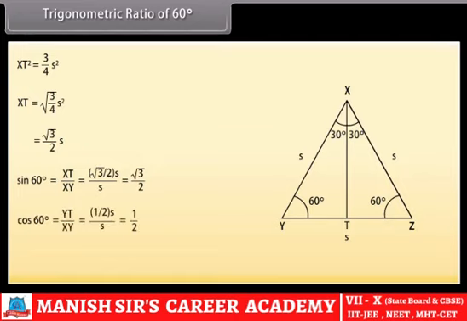Cos 60 degree is equal to YT upon XY equals 1 upon 2s upon s equals 1 upon 2. Tan 60 degree is equal to XT upon YT equals square root 3 upon 2s upon 1 upon 2s equals square root 3.